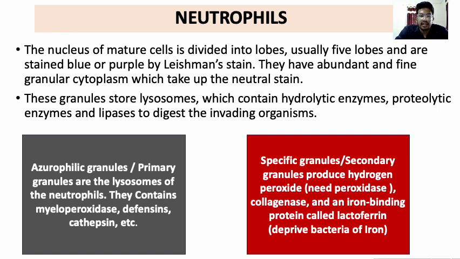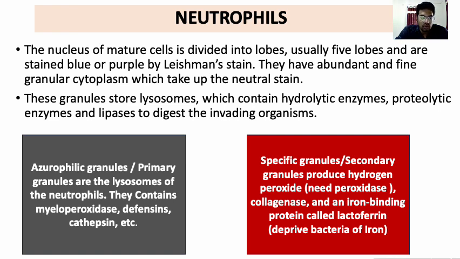And there are granules within the cytoplasm. These granules store lysosomes which contain hydrolytic enzymes, proteolytic enzymes, and lipases to digest the invading organism or pathogen. These are the two important types of neutrophilic granules. First is the azurophilic granule or primary granule. They are the lysosomes of the neutrophil. They contain myeloperoxidase, defensin, cathepsin, etc., which are required for the destruction of the invading organism.